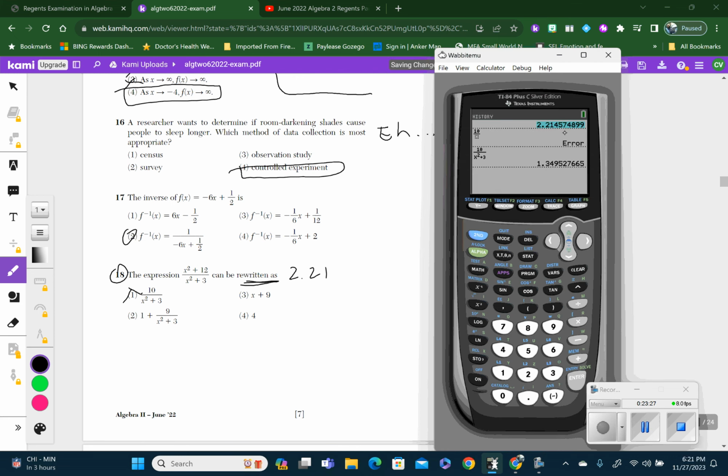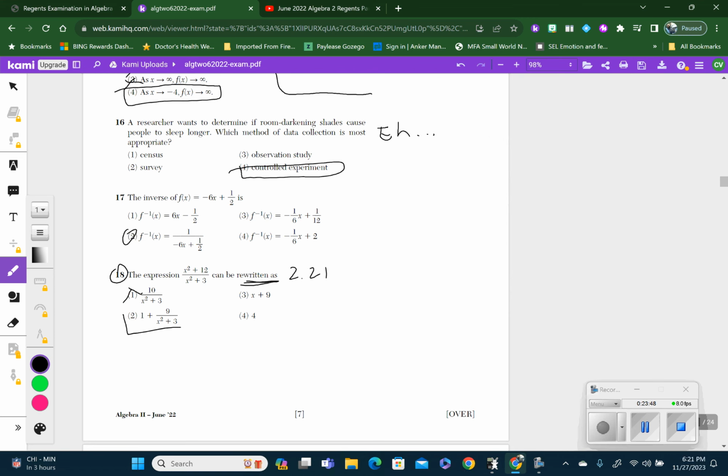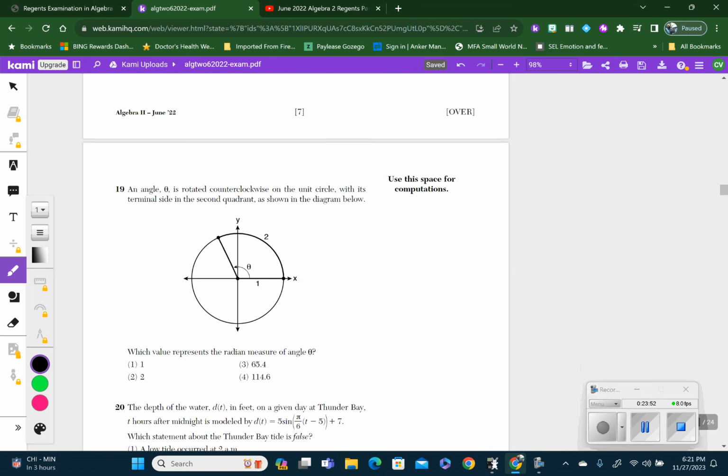If I go to number 2 and I plug that in, then again, all I'm doing is matching to see if I can get 2.21. So I have 1 plus, and now I do the alpha y equals to get the fraction. Option number 1, put the 9 on top, and then the x squared plus 3, hit enter, and boom. So my answer is option number 2. All right, that's question number 18.